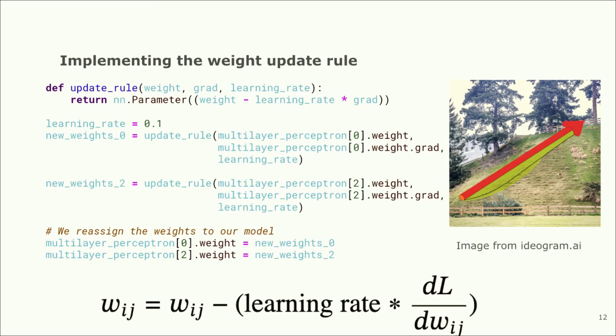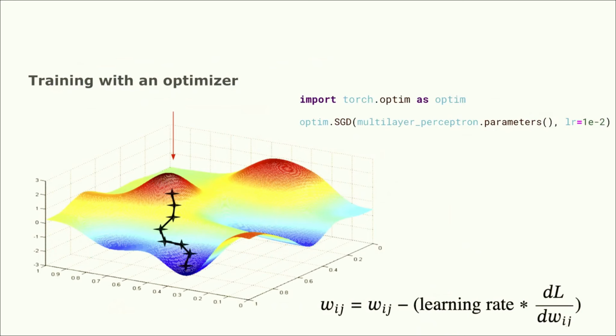In this particular implementation that you can go through, you will see how the weights of the two linear layers are being updated with the computation of this rule. In practice, we usually do not do this, specifying the weights layer by layer. We usually train with an optimizer.